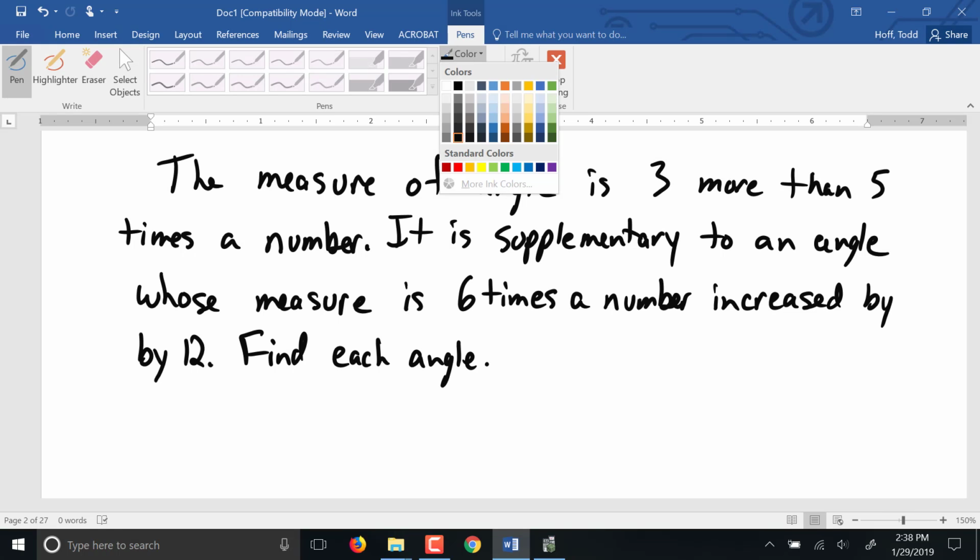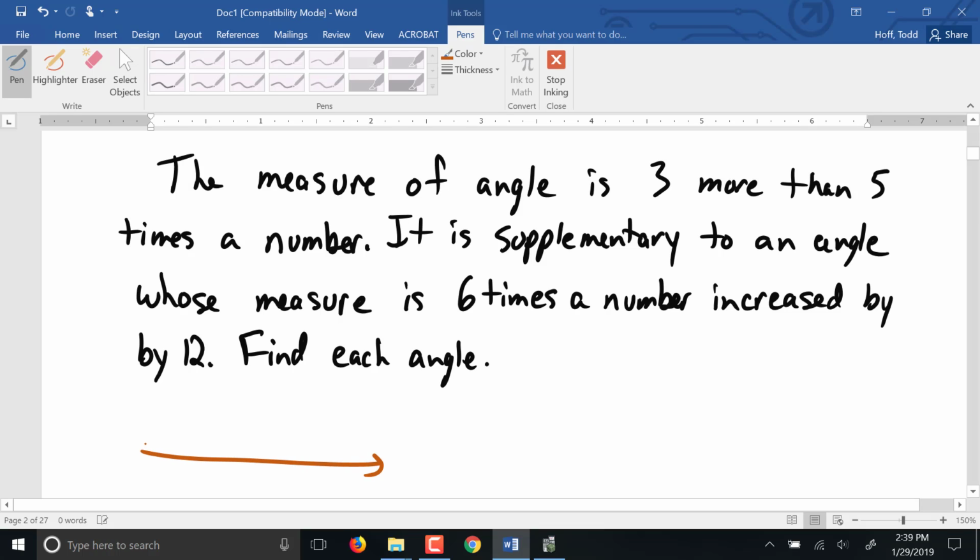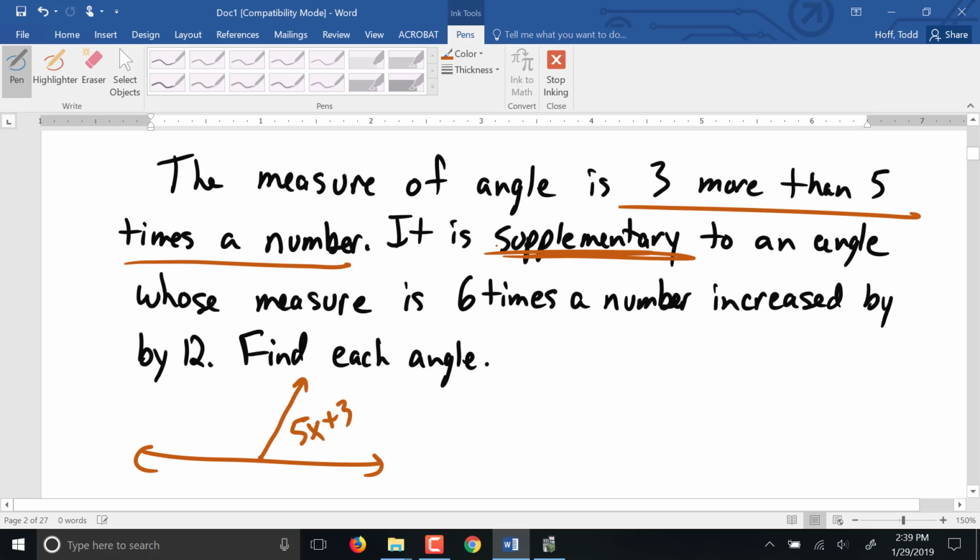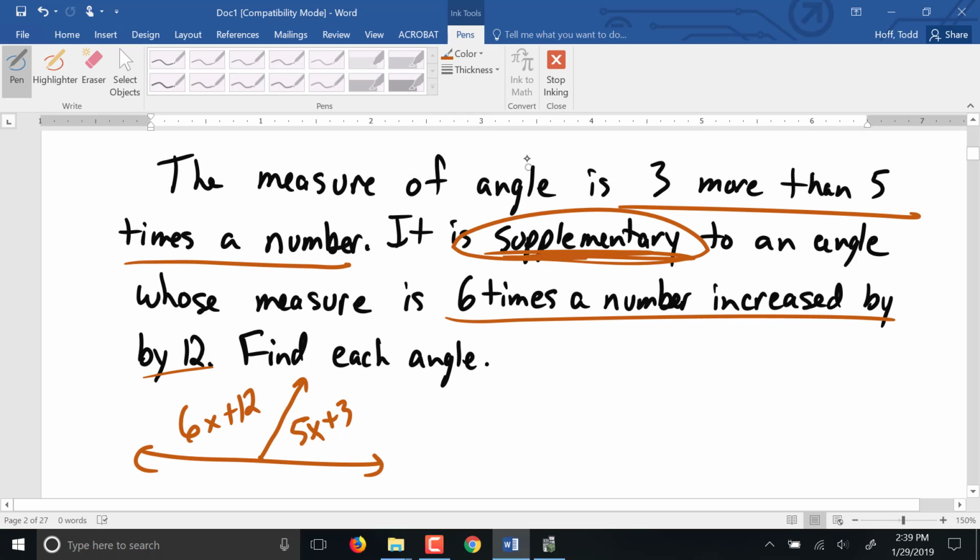Well, if they are supplementary, what that means is they add up to a straight line. One is 3 more than 5 times an angle. So we're adding 3 to something, and it's 5x that we're adding 3 to. The other one, it's supplementary. That's our keyword. That's how we know it adds up to a straight line. It is 6 times the number increased by 12. Well, that's just 6x plus 12. The relationship between these is not equals to. They add up to 180 degrees.